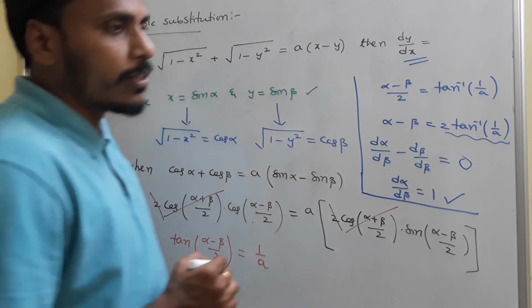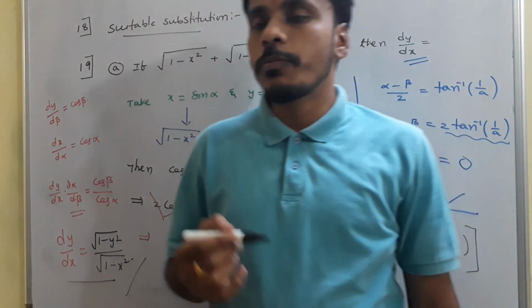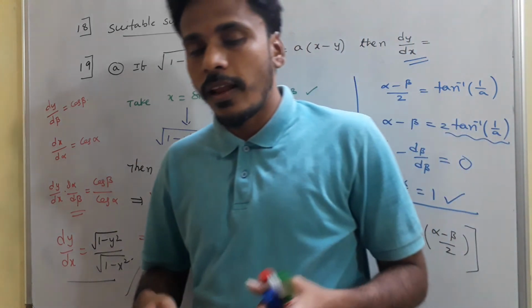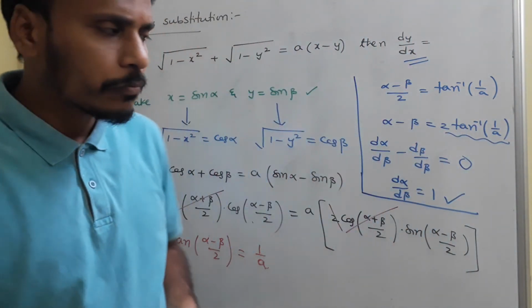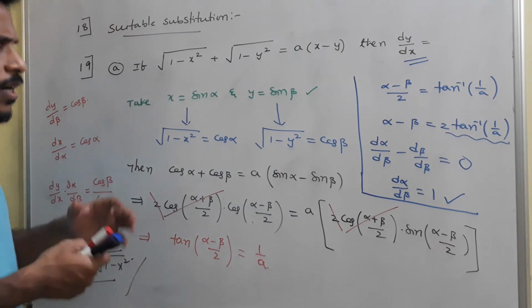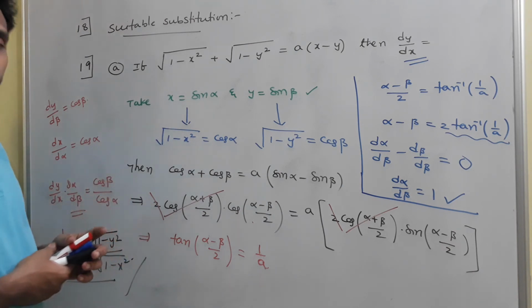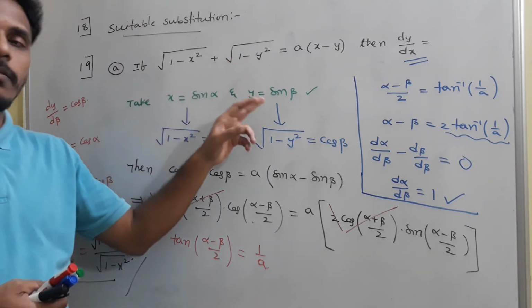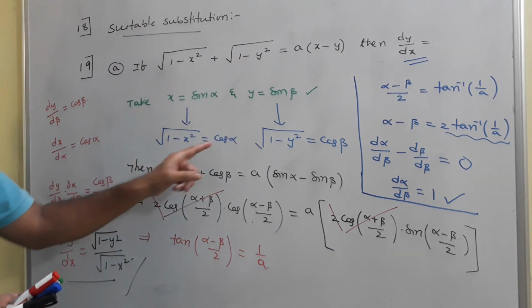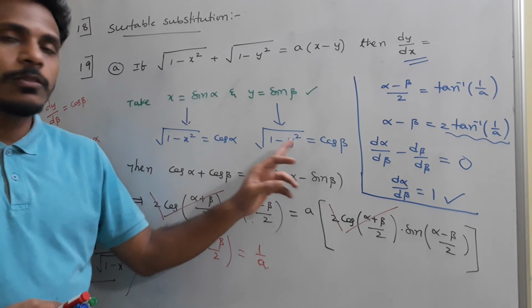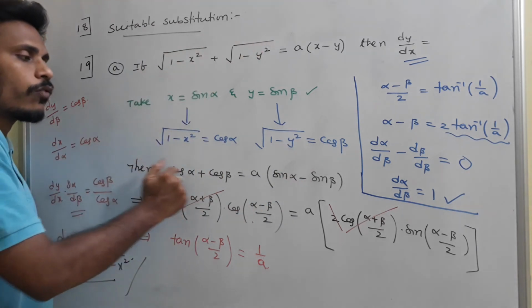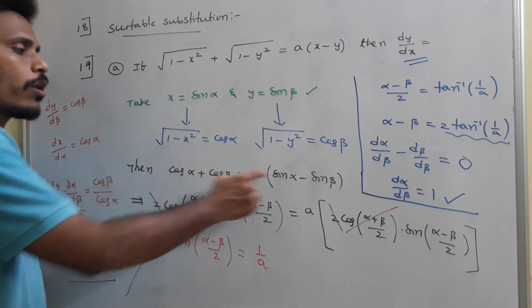Just have a look at the problem. We are solving this by the method of suitable substitution. Without this method also there is another way of direct solving, but here we are using that suitable substitution technique. According to that, replace x with sin alpha and y with sin beta. From there, cos alpha is root 1 minus x square, cos beta is root 1 minus y square. So just convert the given problem in terms of alpha and beta. We have this particular line.